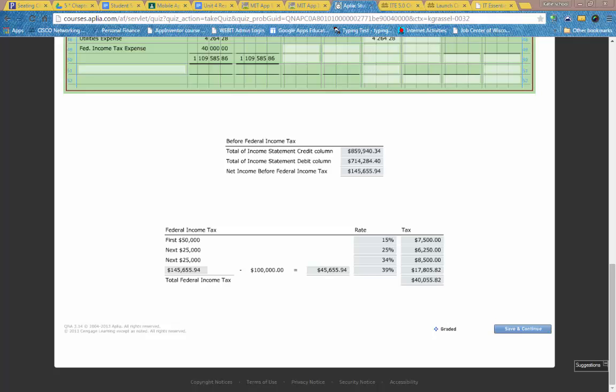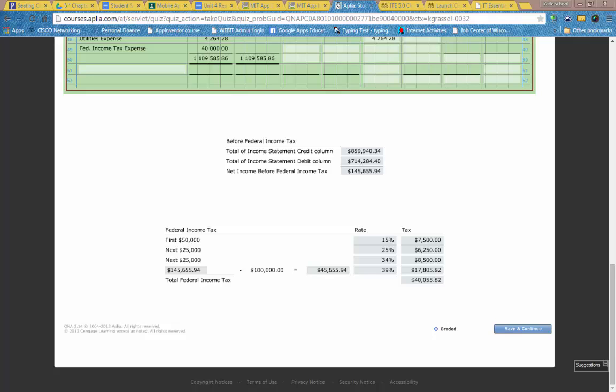What did they estimate their federal income tax was going to be? Line 49. 40,000. Okay? And I told you, do not put the number for federal income tax in your income statement column. Don't add it in. You needed to find your net income here without your federal income tax. Does that make sense? So we don't put anything in there.